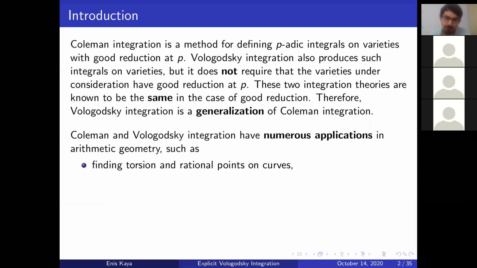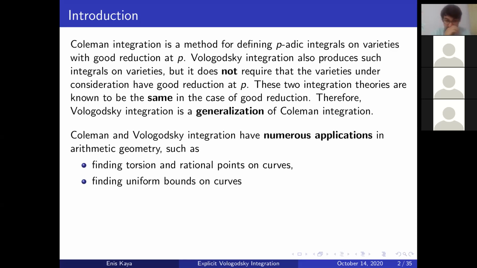In arithmetic geometry or in number theory, we are basically trying to find rational points on this kind of curves. We know that there cannot be a general method, but for some curves under some conditions, there are some methods we can apply, and some of these methods use these integration theories.